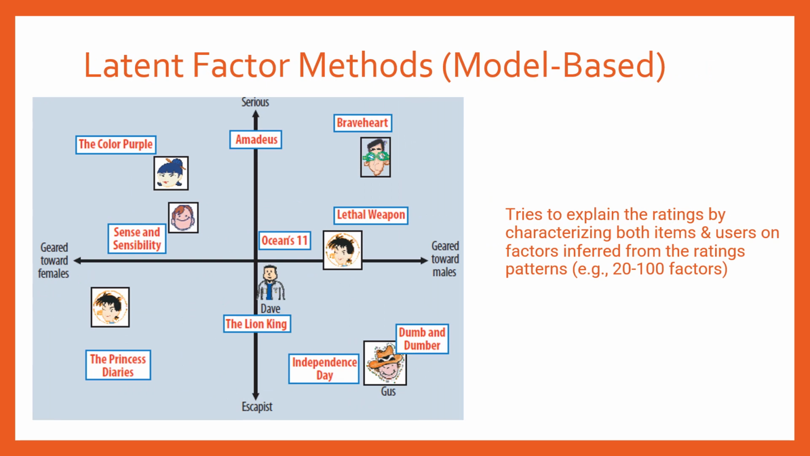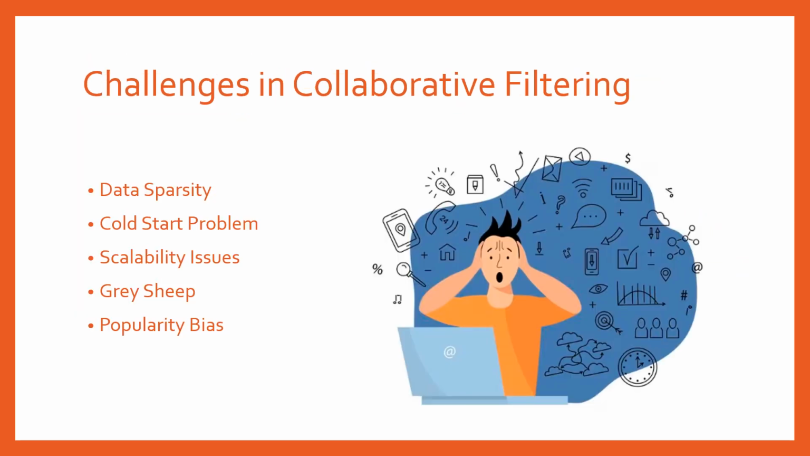And there are latent factor or model-based methods, which try to explain the ratings by characterizing both items and users on factors inferred from the ratings patterns, say 20 to 100 factors, as can be seen in the diagram.